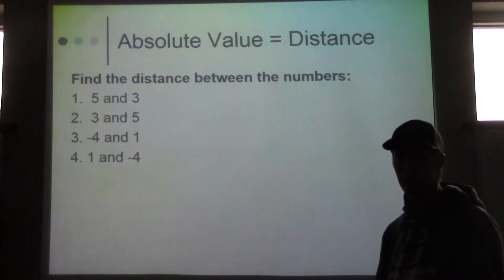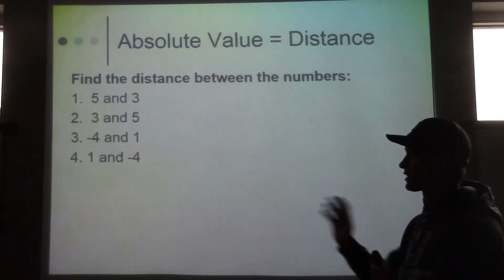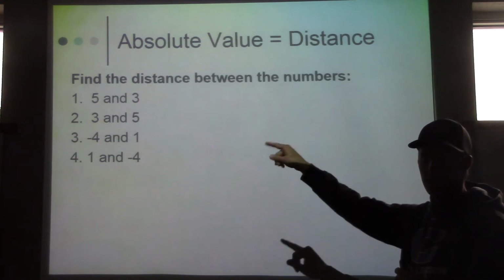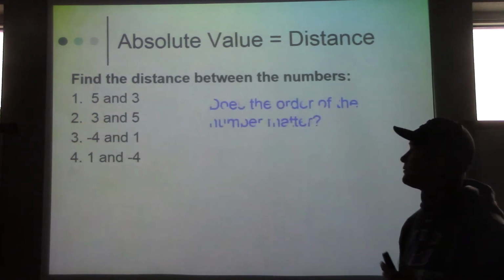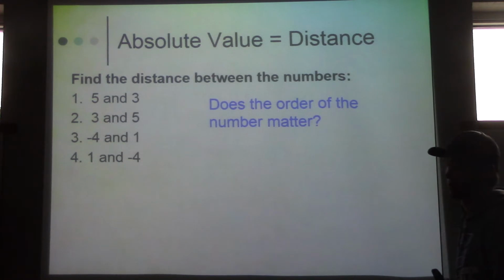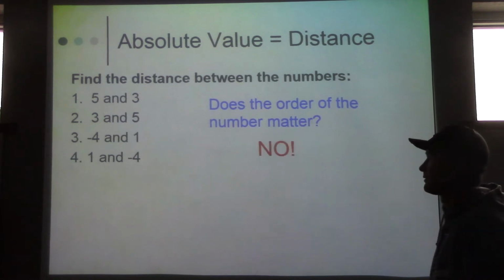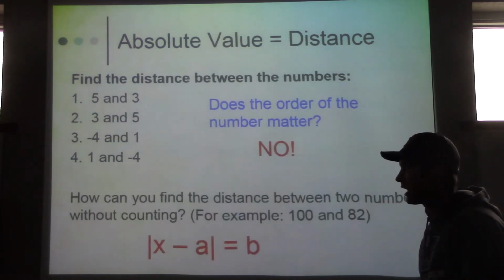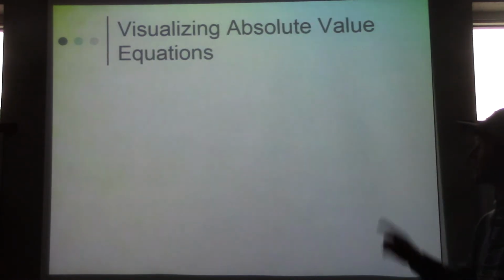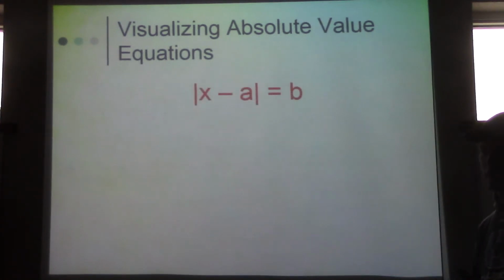So does it matter the order in which I say what's the distance between 5 and 3 or 3 and 5? Order does not matter. It doesn't matter as far as when we look at distance between numbers because it's always going to be positive. So how we're going to go ahead and solve is we're going to come here and solve absolute value equations.